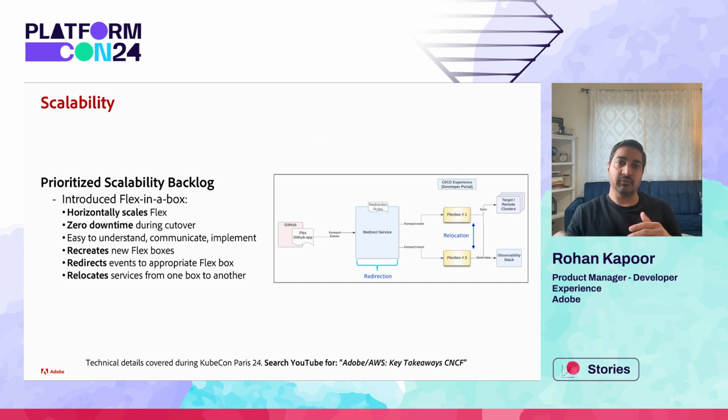The other NFR we prioritized was scalability, and we created Flex in a Box, which allows us to horizontally scale Flex. This was discussed in depth at KubeCon, which I've actually referenced in the slide. Flex in a Box involves recreating new Flex boxes, redirecting events, and relocating services, which we can do for our 12,500 plus Argo CD apps.